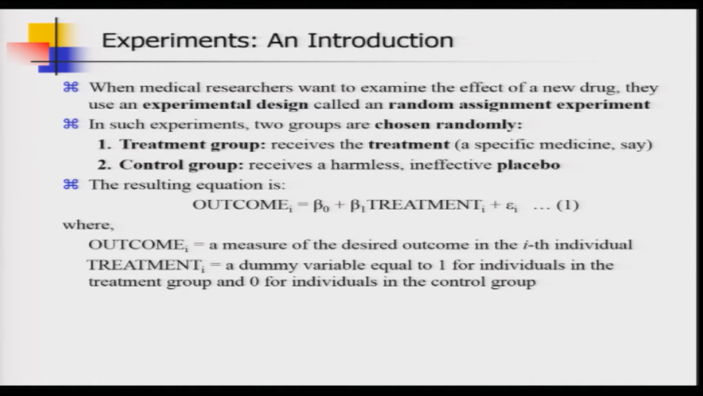One is called the treatment group, and the entities or individuals in this group, be it rat or human being, receive the treatment, say a specific dose of the newly developed drug. Then there is a control group which receives a harmless ineffective placebo. Now, we are talking about a new term, treatment and control, and placebo probably is a very new word to you.